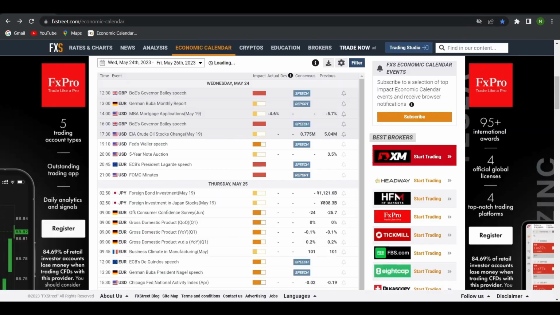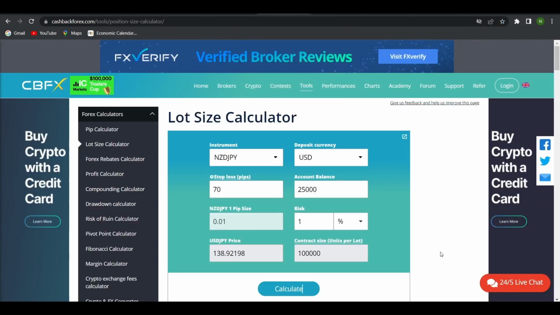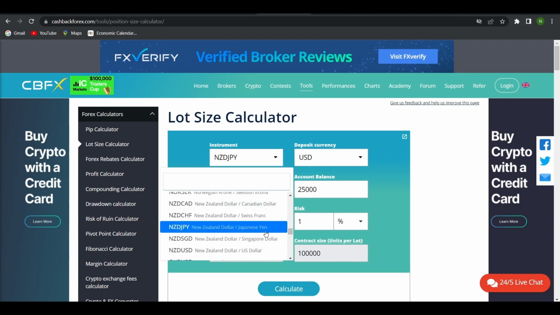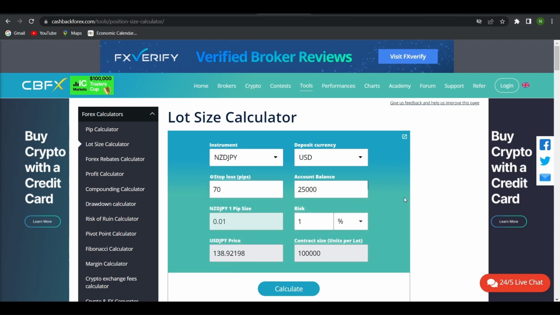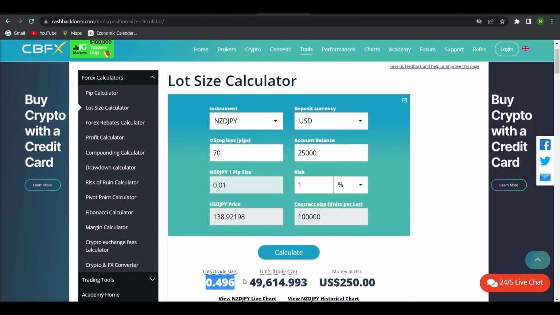And lastly, the other thing that I want to be doing is go on to a lot size calculator. I'm sure most of you are using lot size calculators to calculate how much of a lot I want to be placing. So I will go into the instrument, change to whatever pair I'm going to be trading, place my account balance and how much I'm willing to risk during the trade, and set my stop loss. And you can see it will give you the right amount of lot size that you need to be placing in order to risk that amount from your balance.